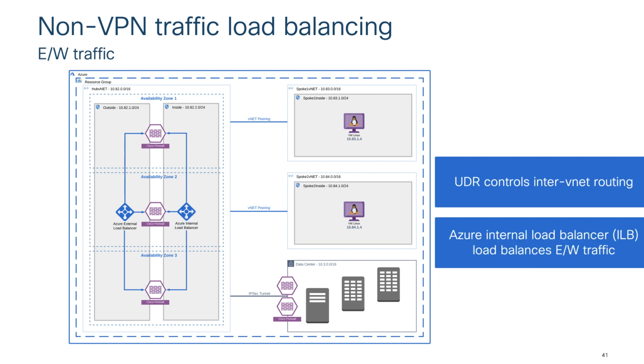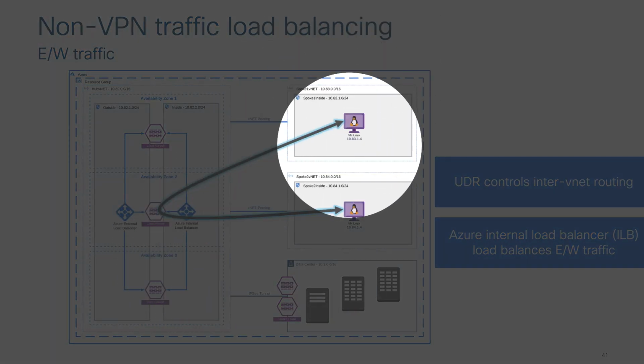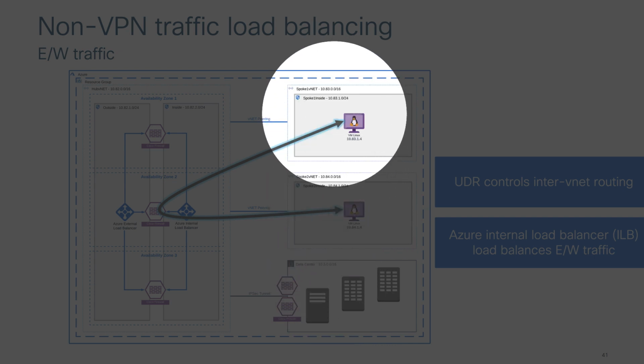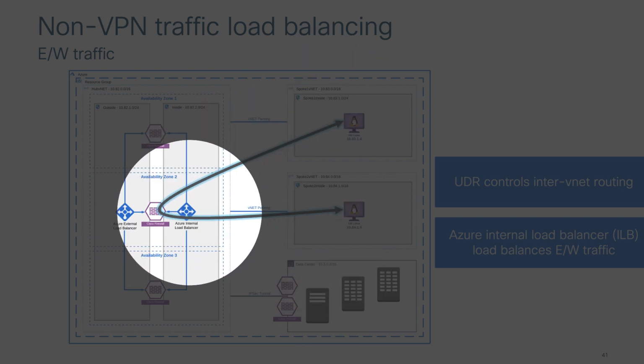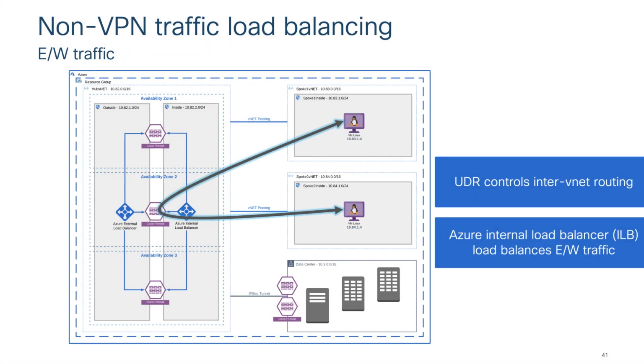Now let's look at this one here, another example of traffic flow. If you are in your spoke 1 VNet and you want to reach out to spoke 2, that traffic will still go to the internal load balancer because you have that routing defined in the route table. Traffic will land on the internal load balancer. The internal load balancer is going to forward it to the firewall. If allowed, your traffic will go to the destination VNet.